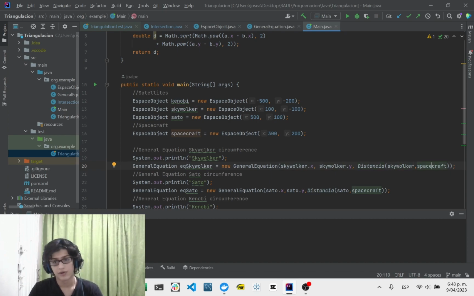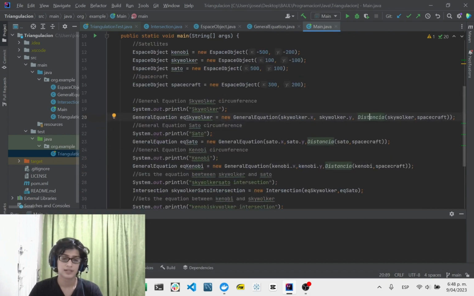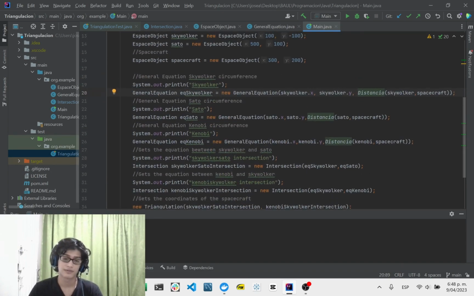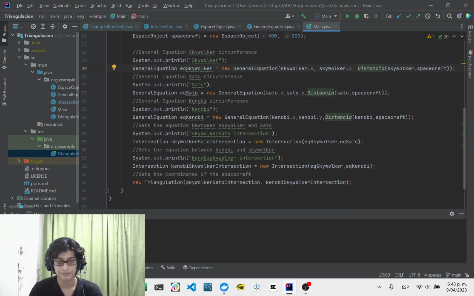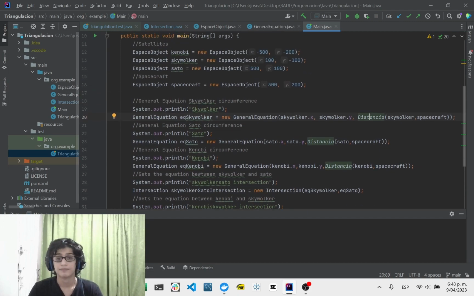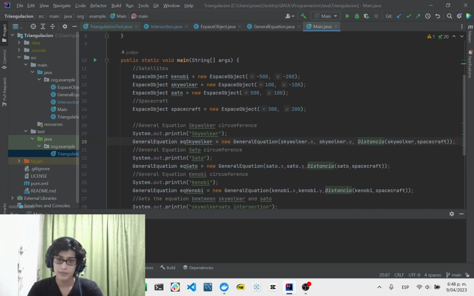I know that I said that we don't know the position of the spacecraft, but I put the position here only to get the radius, because I am not sending the position in any other part of my algorithm. Only here to get the radius. Because if I send a wrong distance, I am not going to get the position of the spacecraft. So the idea is to send a right distance.